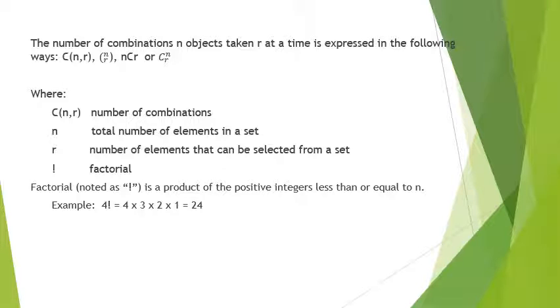So here is additional information regarding the topic. The number of combinations of n objects taken r at a time is expressed in the following ways. Where C(n, r) is the number of combinations, n is the total number of elements in a set, and r is the number of elements that can be selected from the set. Exclamation point is a factorial. Factorial, noted as an exclamation point, is the product of the positive integers less than or equal to n. An example for factorial is 4 times 3 times 2 times 1 equals 24.